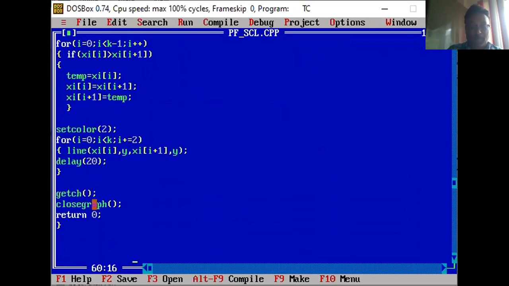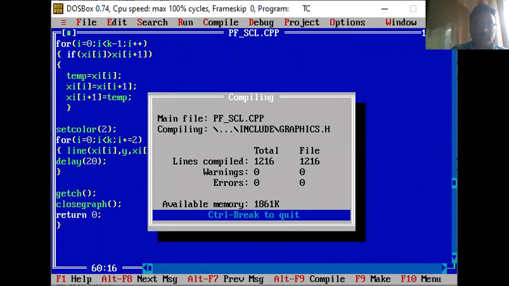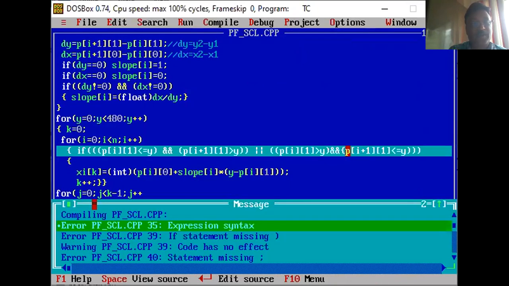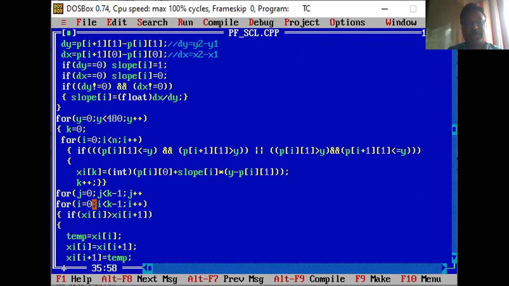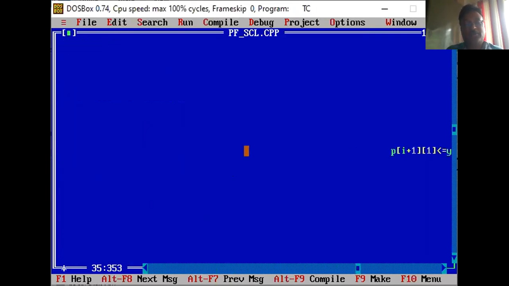Okay, now you have to compile it. So that shows some error. There is an expression syntax error. What is it saying? Okay, I have used this bracket, so here I need this bracket. Okay, good, good, good. Mayank, no problem.